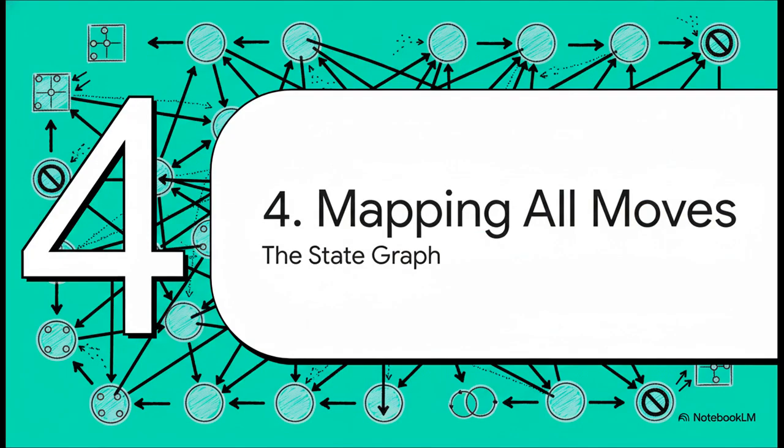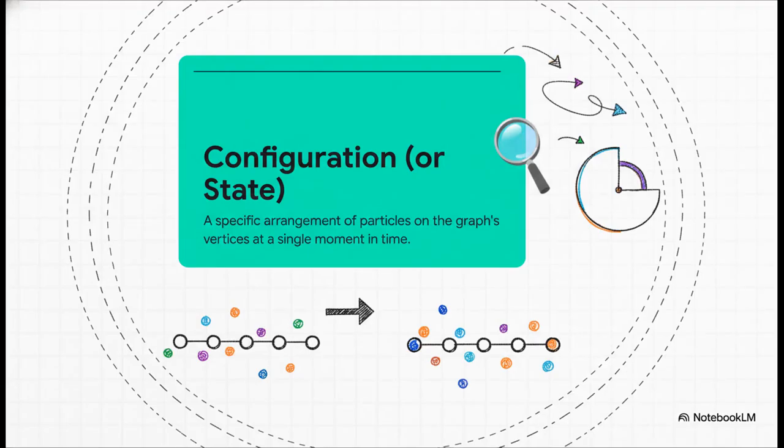All right, let's move on, because this is where all these simple ideas start to build into something much, much bigger. We're now going to map out every single possible move to unlock the power of something called the state graph. First, there's a word we need to know, configuration. All this means is a snapshot in time. It's like you hit the pause button and you see the exact arrangement of all the particles on the graph at that one instant. Every unique arrangement is what we call a state of the system.